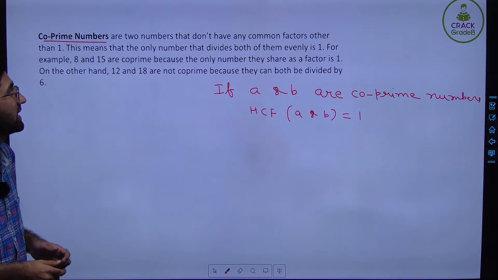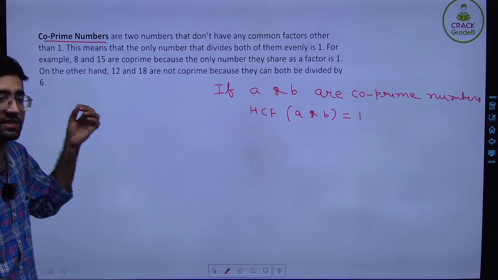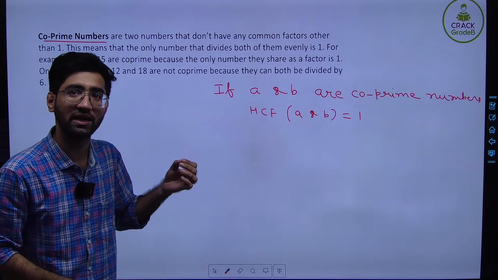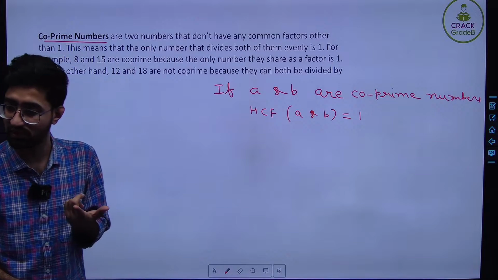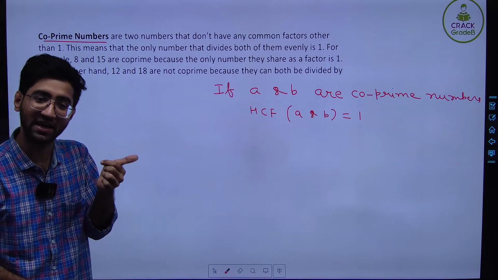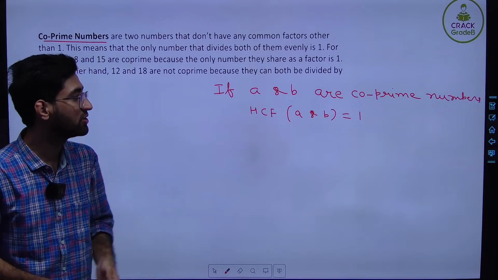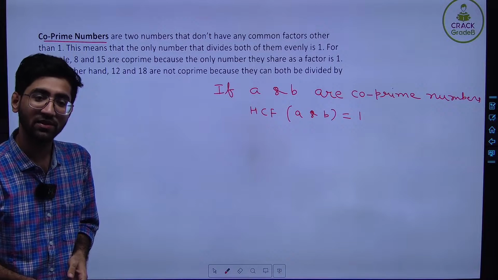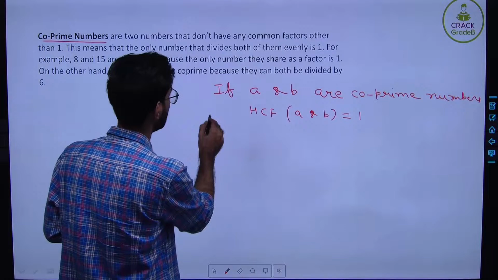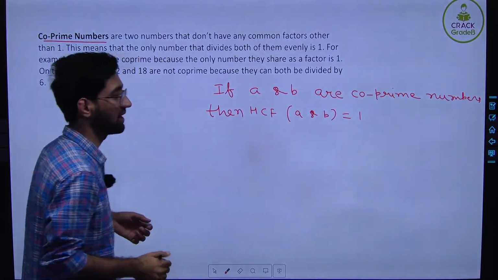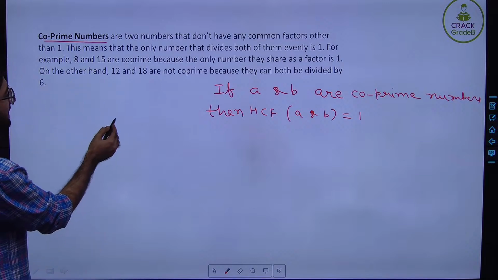If you read the first line, co-prime numbers are two numbers that don't have any common factors other than 1. If they don't have any common factors other than 1, it means they have only one common factor, that is 1. And what is the meaning of HCF, highest common factor? If 1 is the only common factor, it means the HCF of those two numbers will be equal to 1. So if I say that A and B are co-prime numbers, it means that the HCF of A and B is 1, right?